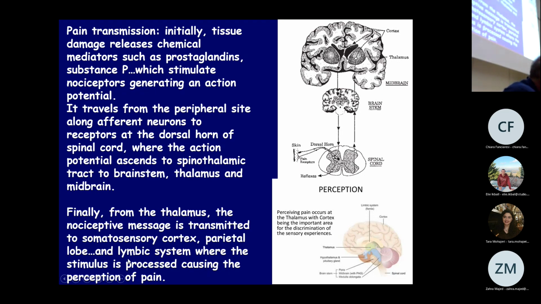But also, this type of compounds are active on the limbic system, where the stimulus is processed, elaborated. So we block the pain in 2 points. The first point, we block the transmission of the pain. And the second point, we can block the elaboration of the pain in the CNS, in the limbic system.